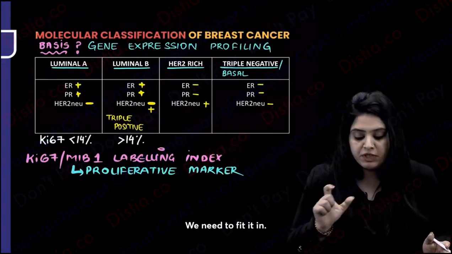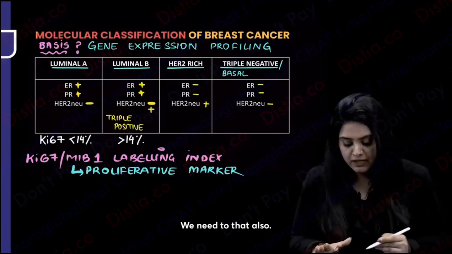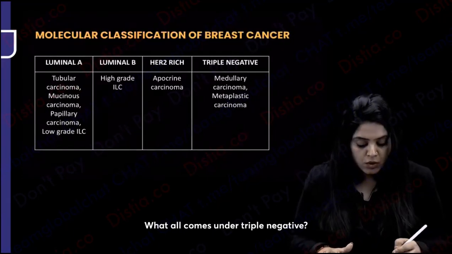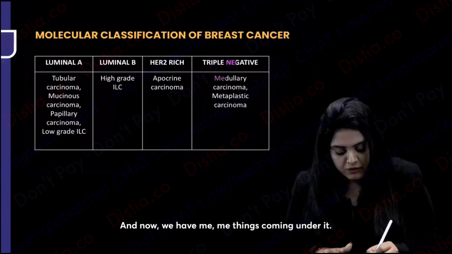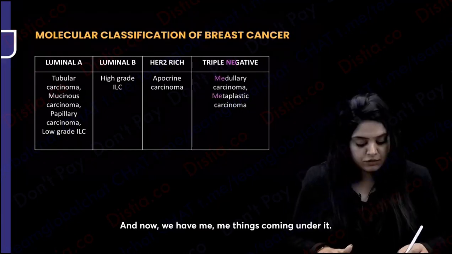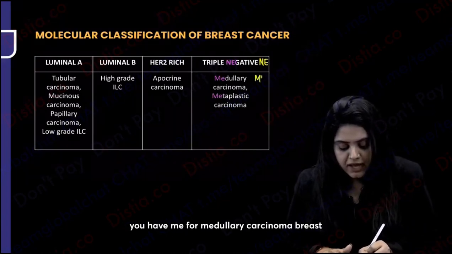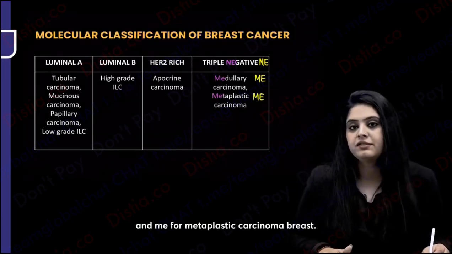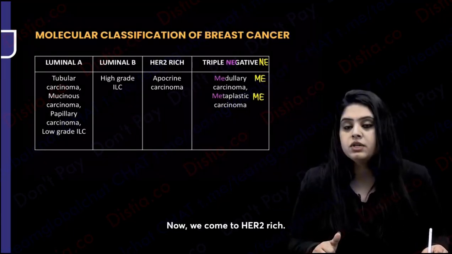We studied all the types. We need to fit it in. We studied genetics, BRCA1, BRCA2. We need to fit that also. So please remember, look at these types first. What all comes under triple negative? So NE for negative, and now we have ME things coming under it. That is how I've learnt it: when you say NE for negative, you have ME for medullary carcinoma breast and ME for metaplastic carcinoma breast. Easy. ME is NE. Now we come to HER2 rich.